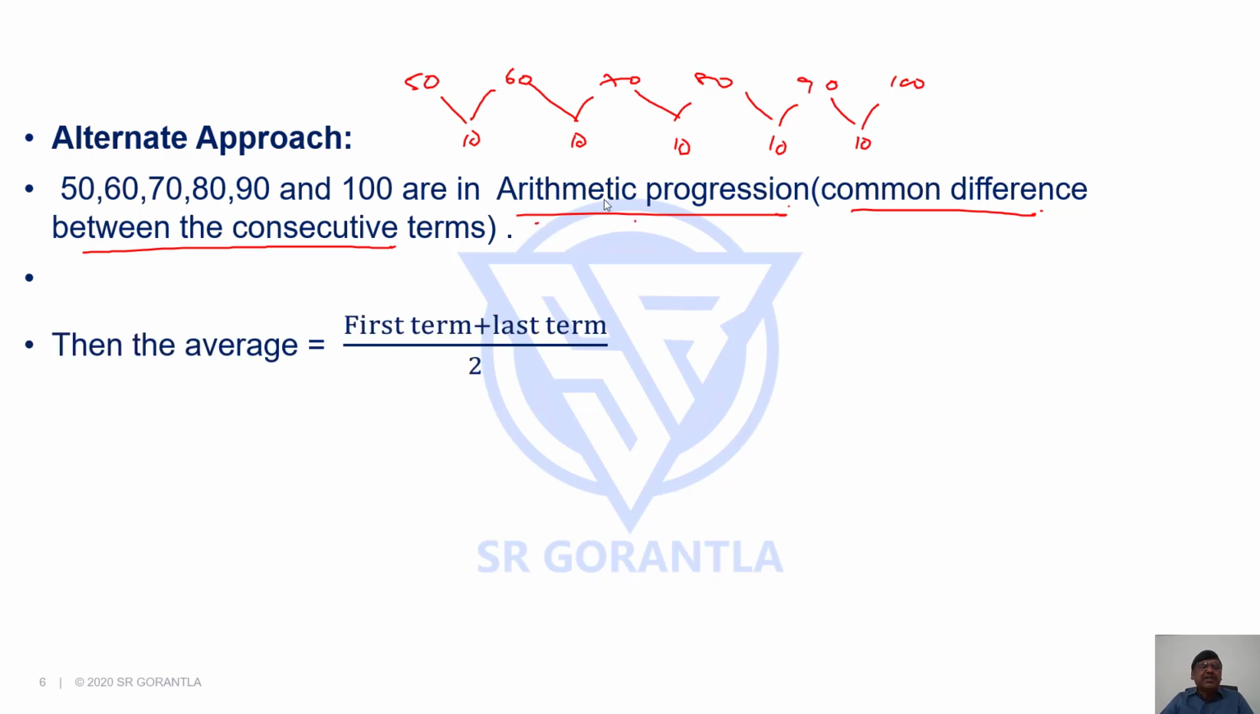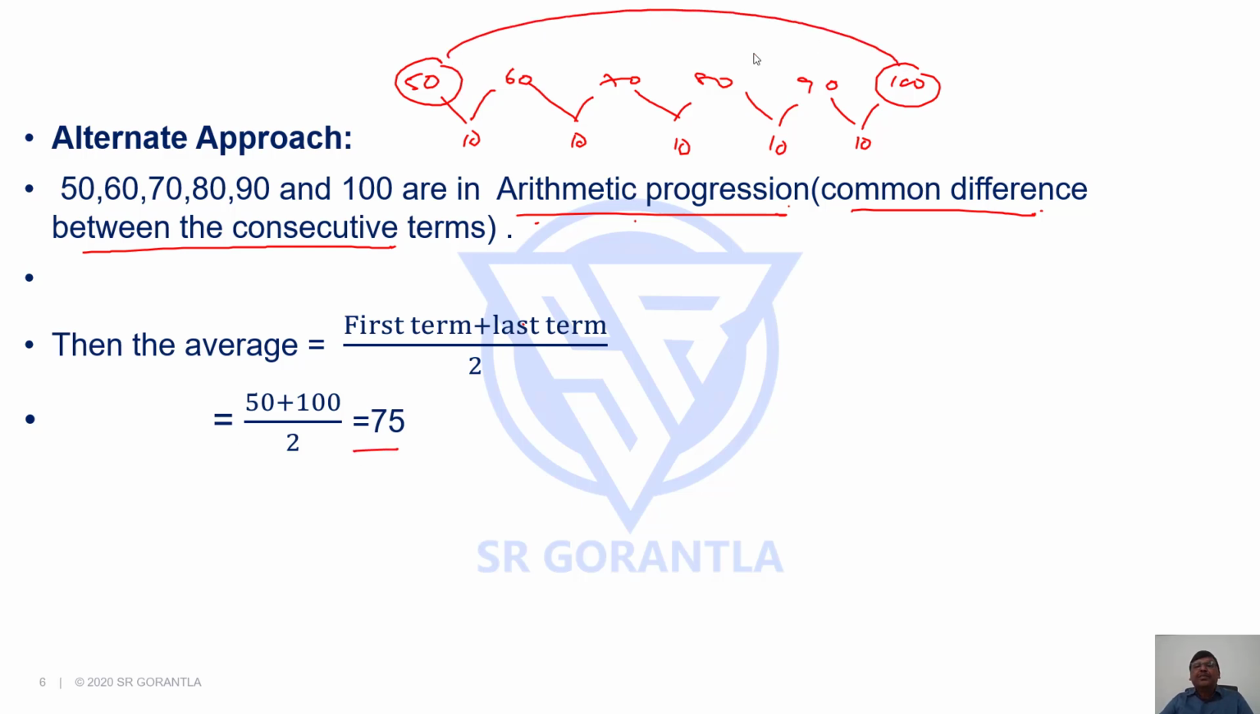In such case, the average is first term plus last term by 2. First term 50 plus last term 100 by 2, 75. It's not only that. You can take not only first and last term, you can take second from the beginning and second from the last by 2 also. 60 plus 90 by 2 also, that is also 75. Or you can take third from the beginning, third from the last by 2. 70 plus 80 by 2, 150 by 2, 75.